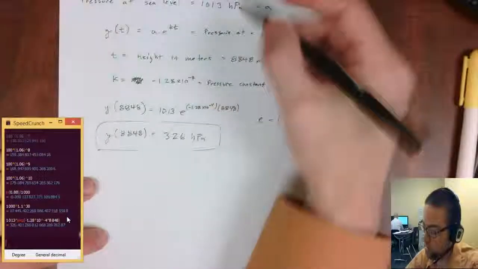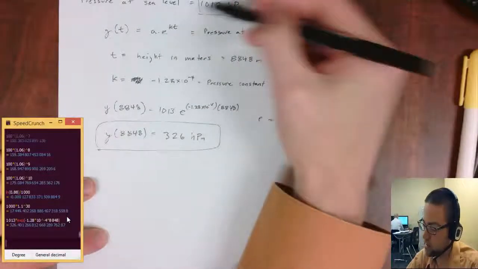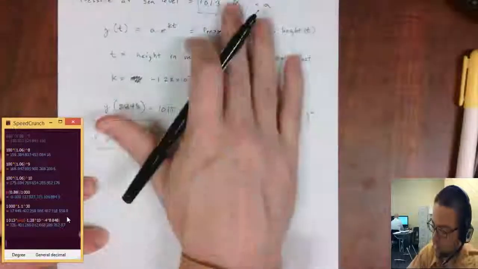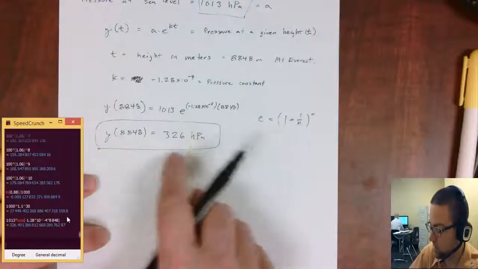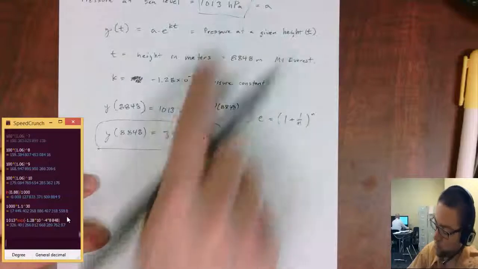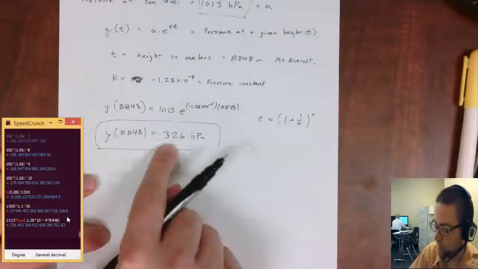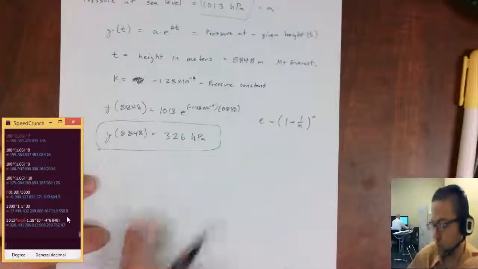So you can see that it starts at 1,000 hectopascals, and then as you go higher and higher, it gets to actually about a third of the pressure. You have a third of the pressure at the top of Mount Everest that you do at sea level.